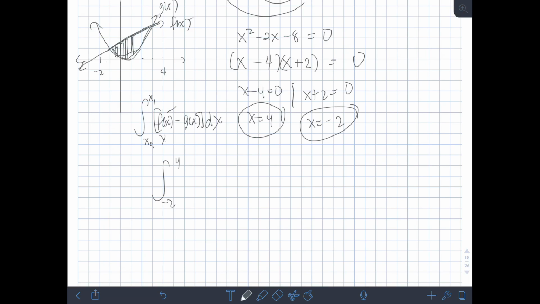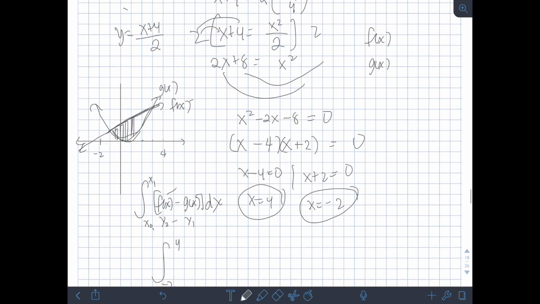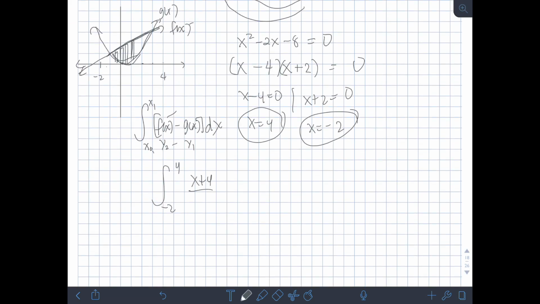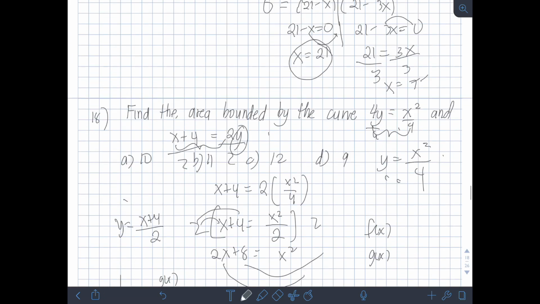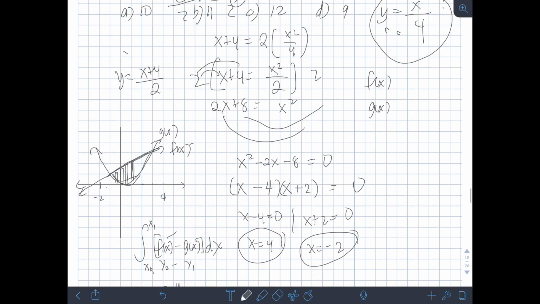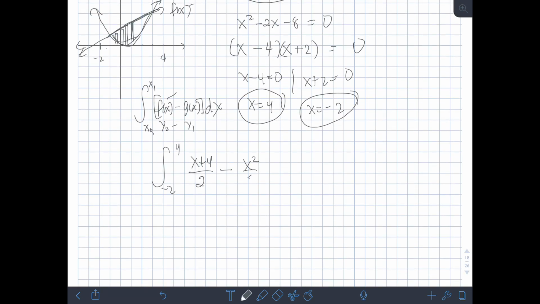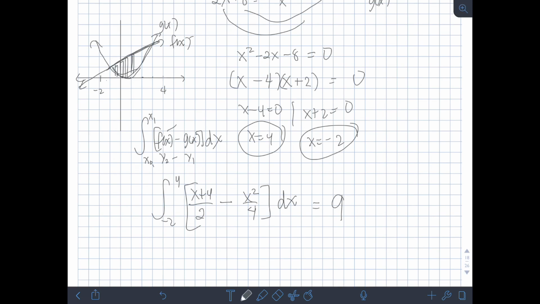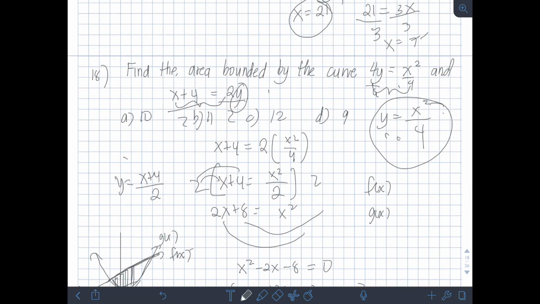So, this is like y2 minus y1. It should be in terms of x. So, x plus 4 over 2 minus, then this parabola, g of x, should still be y, so x squared over 4, dx. So, just use a calculator to solve this limit. The answer is 9. Therefore, we have the answer as letter D.